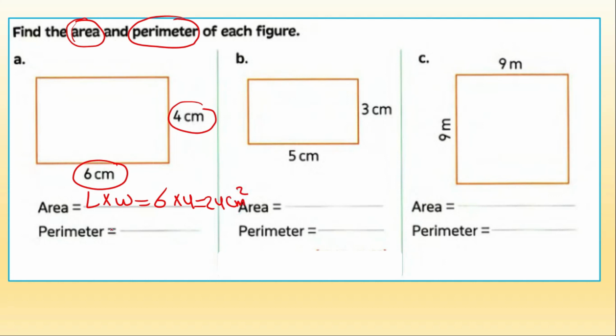And perimeter of rectangle, can you remember? 2 times length plus width, means 2 times 6 plus 4. 2 times 6 plus 4 equals 10, equals 2 times 10, 20 centimeter.